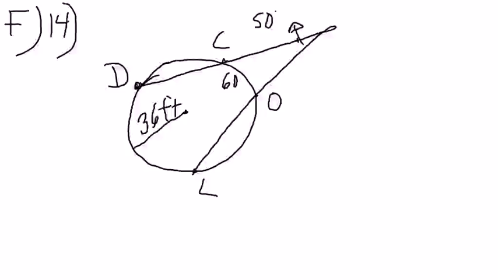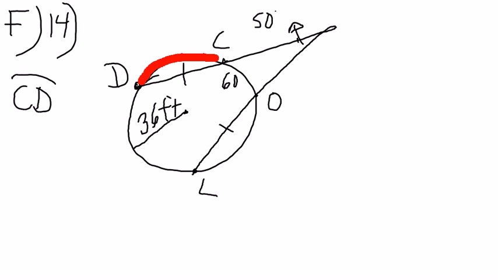Okay, Circle Review Study Guide. This is part F, number 14. Here again we're looking for an arc length of arc CD, which is up over here. So to get the arc length, we need to know what that arc is in degrees, and then use the formula for arc length. Okay, so how are we going to get that arc angle there?